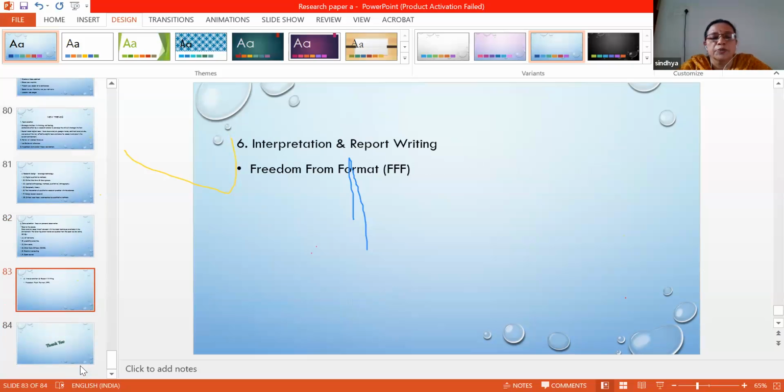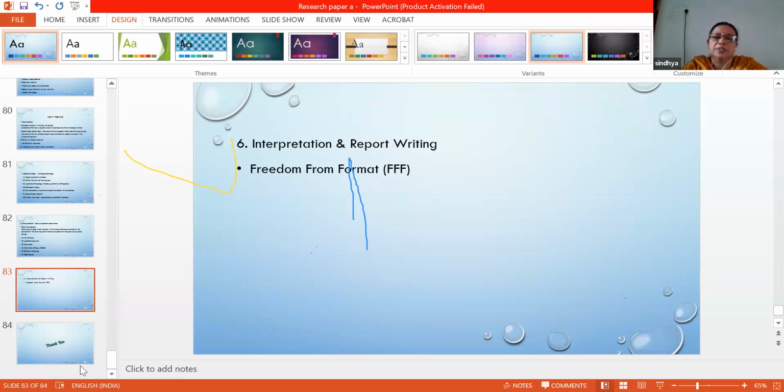And for interpretation and report writing, there is freedom from format. When we write a report or a paper, it is the freedom of the investigator, the researcher. There is no restricted format for writing a research paper that we should practice. We can present the data and results in our own language, our own convenience, our own structure, displays, our own visual format, our own tabular format, whatever format you like. That is freedom from format.